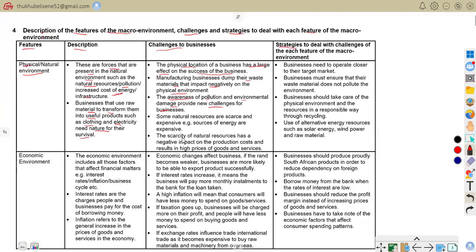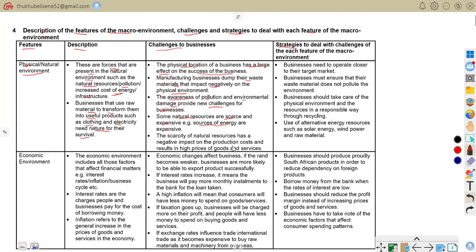That's the challenge that is going to come to a business which does not respect the environment, which pollutes the environment. Some natural resources are scarce and expensive. For example, sources of energy are expensive. It means raw materials like fuel cost more. For example, a high electricity cost increases production expenses. That is another challenge that is going to come.